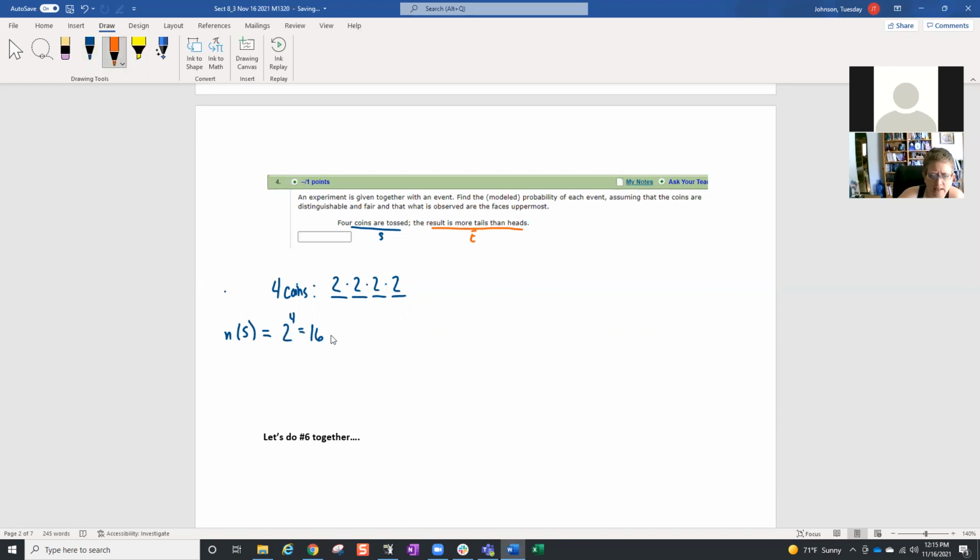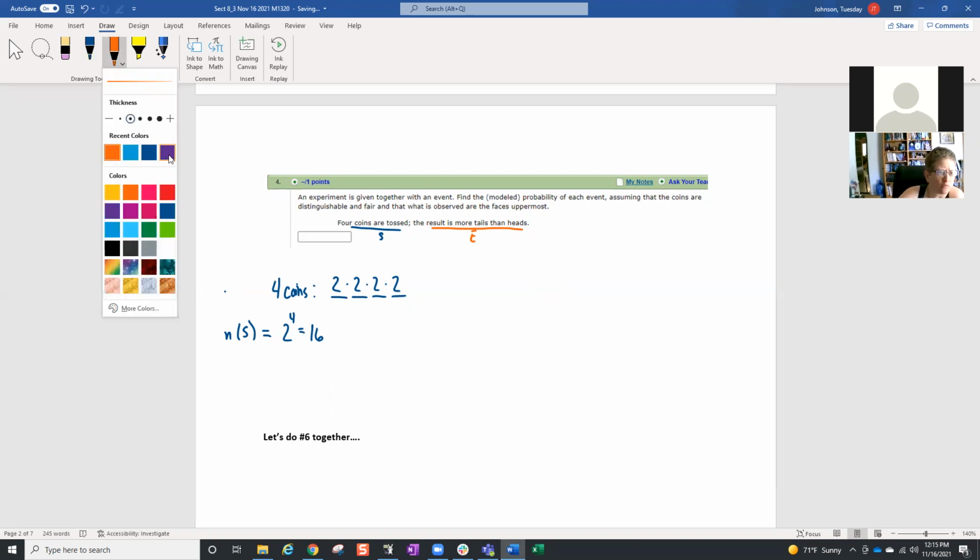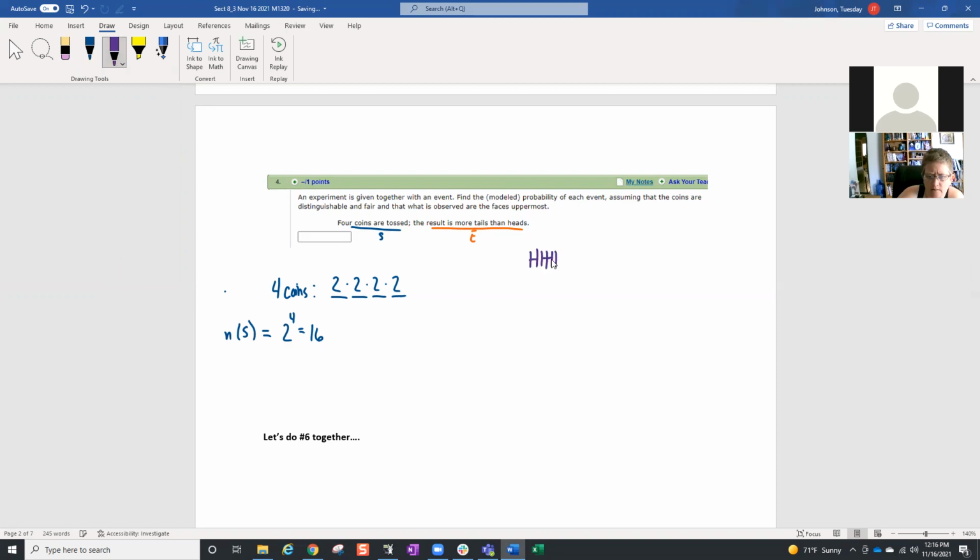Now, as we're looking at what's in the sample space, I don't want to write all 16 of these things down, but I could if I had to. It looks like I might have to. So I'm going to have a nightmare about this problem. Okay, here we go. They're all 4 heads. Or that last one's a tails.